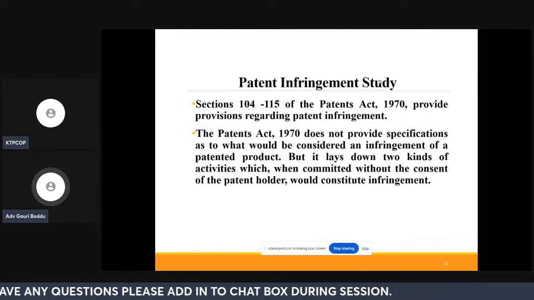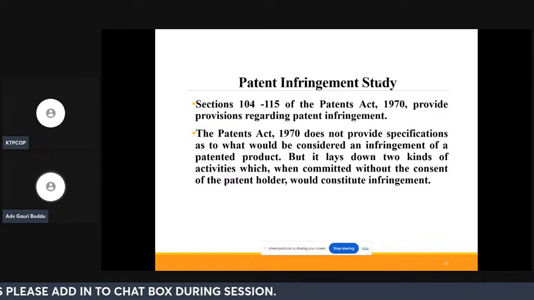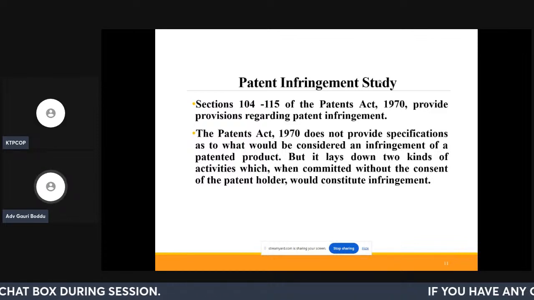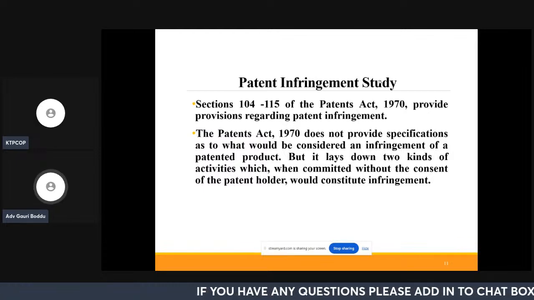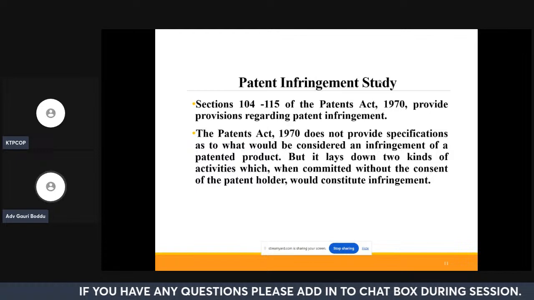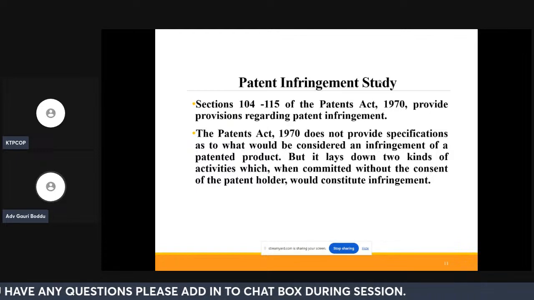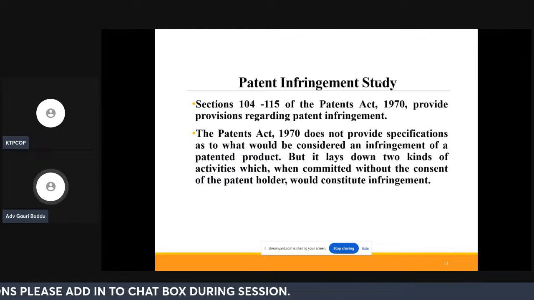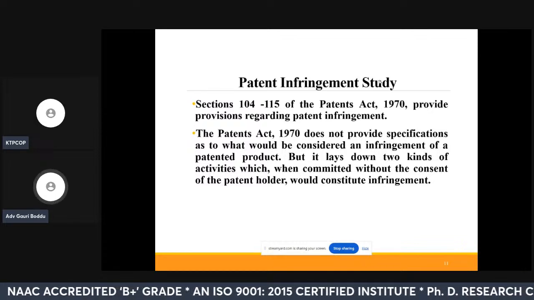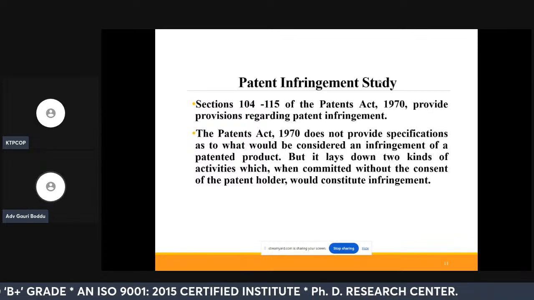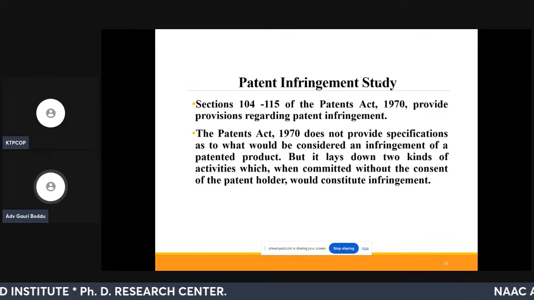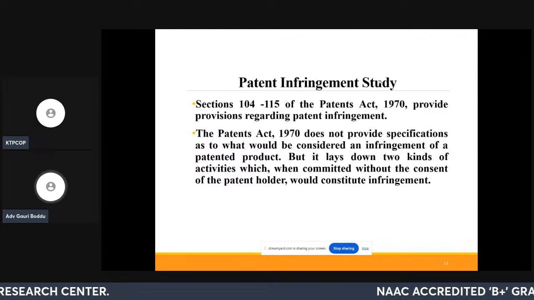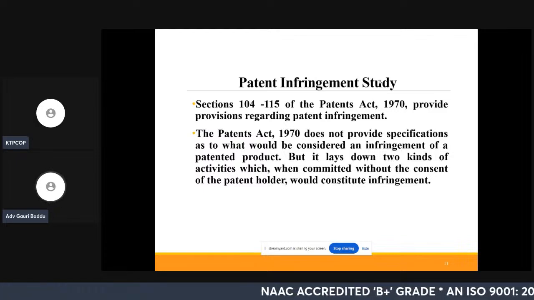It deals with legal proceedings and defenses related to patents. So sections 104 to 115 are the sections where it deals with legal proceedings and defenses related to the patents. The Patent Act 1970 does not provide specification as to what would be considered an infringement of a patented product, but it lays down two kinds of activities which, when committed without the consent of the patent holder, would constitute infringement. So, these are the patented products.